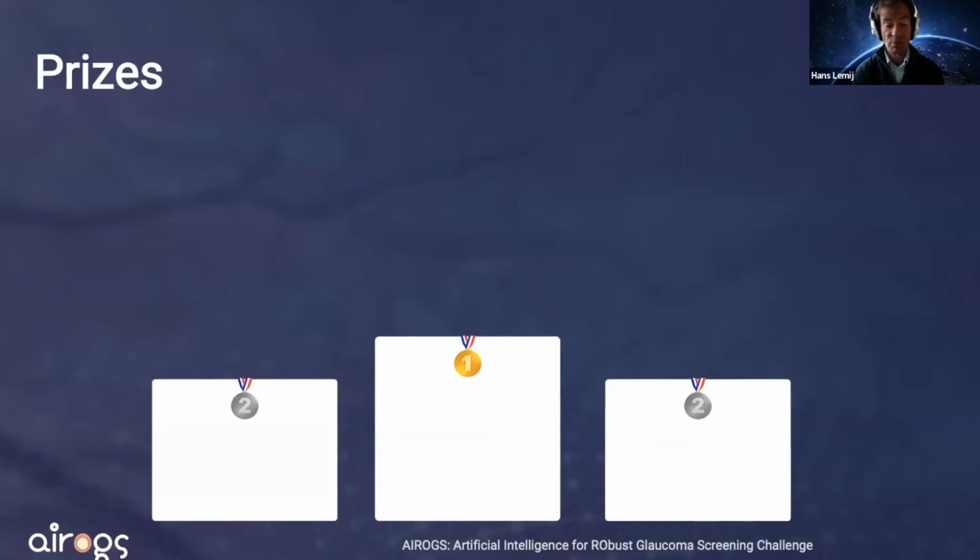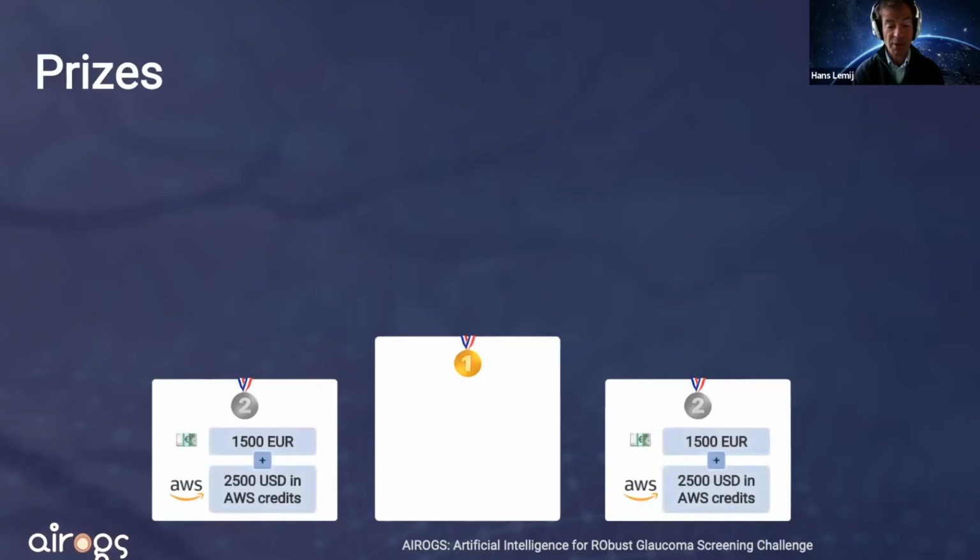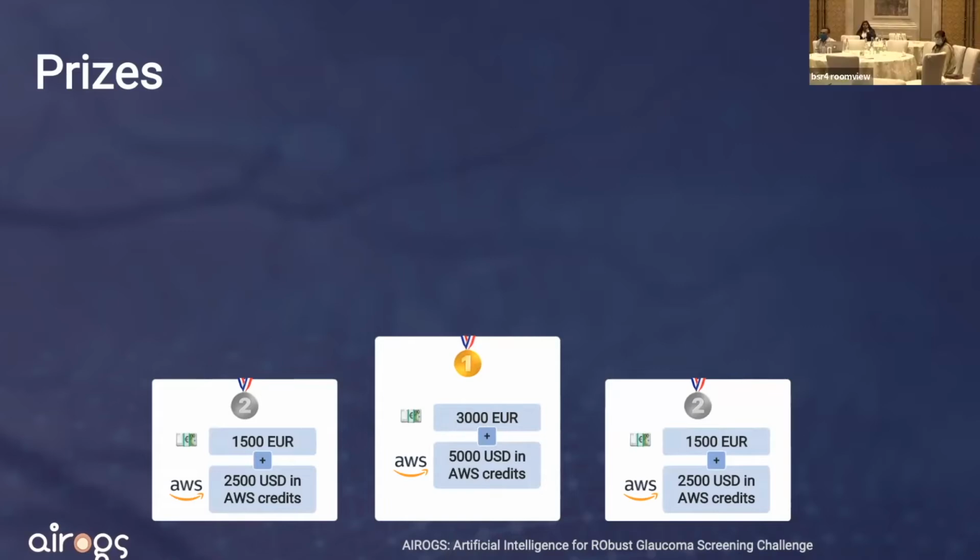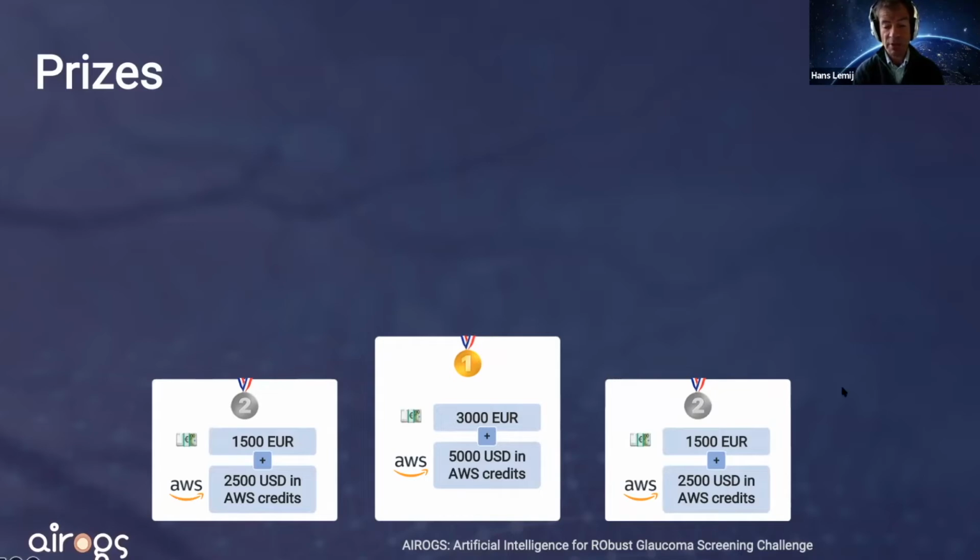So what does it all boil down to? Those who win the second prize will get 1,500 euros in cash and $2,500 in AWS credits. The winner will get 3,000 euros in cash and $5,000 in AWS credits. So who are the numbers 2?